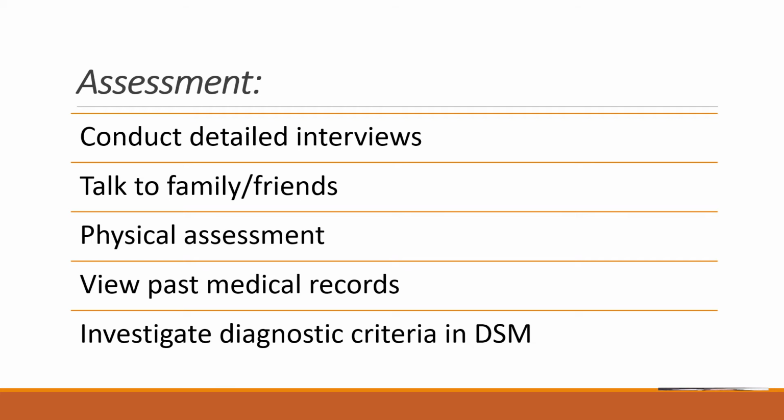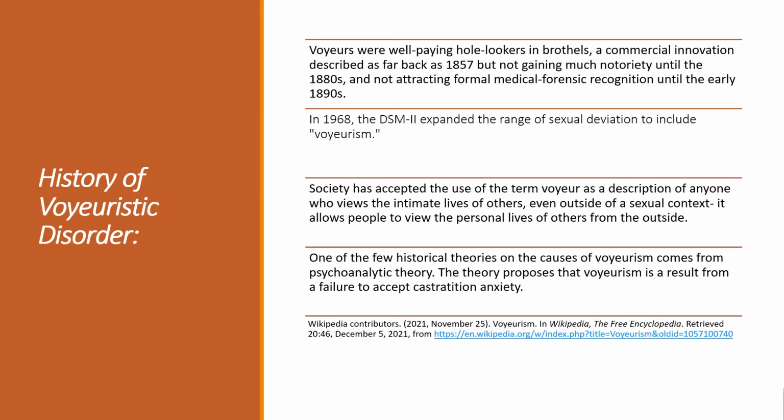before seeking help. Now to discuss the history of voyeuristic disorder. A voyeur is a person who gains sexual pleasure from watching others when they are naked or engaging in sexual activity, and they were actually well-paying lookers in brothels, which is a commercial innovation described as far back as 1857, but not gaining much notoriety until the 1880s, and not attracting formal medical forensic recognition until the early 1890s. In 1968, the DSM-2 finally expanded the range of sexual deviation to include voyeurism.